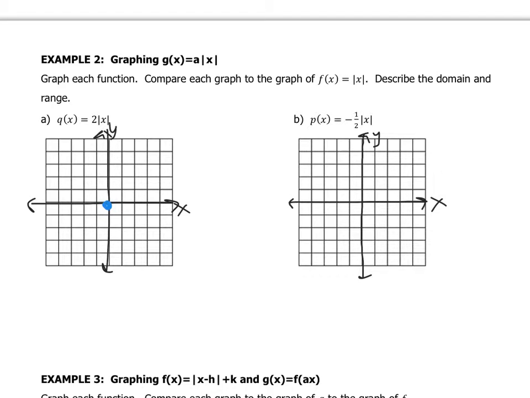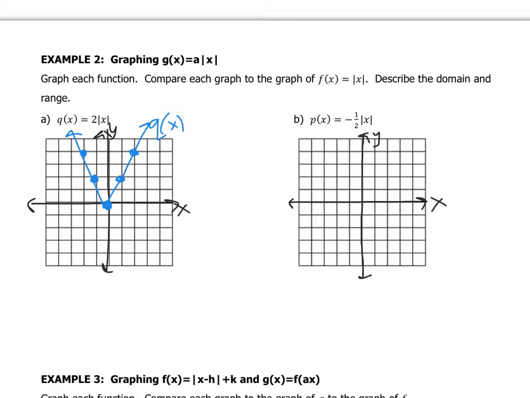And now instead of going 1 up in each direction, we're going to go 2 up and 1 to the right. So it's much steeper, which makes sense because a 2 slope has a steeper slope than a 1 slope. Okay, now let's just connect and make our V.